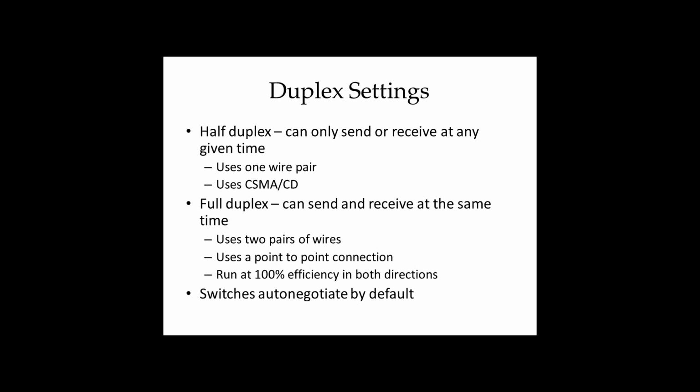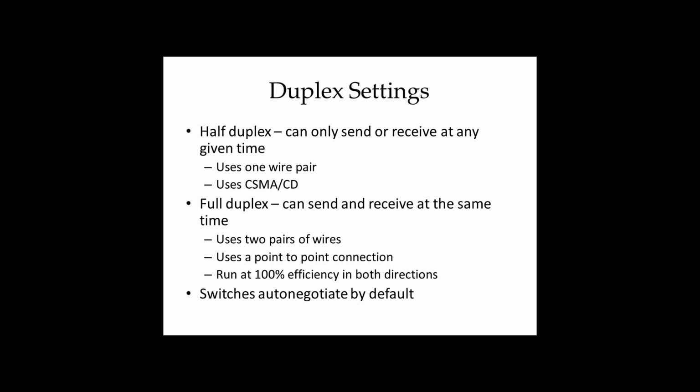Let's say it's connected to another device. Each one of those can only send or receive at any given time. But they need some mechanism for knowing if the other machine is talking or not, because only one can send or receive. So they use CSMA-CD to determine, okay, is the other one not talking? Okay, now I can talk. That way, transmission can still happen in one direction at a time.